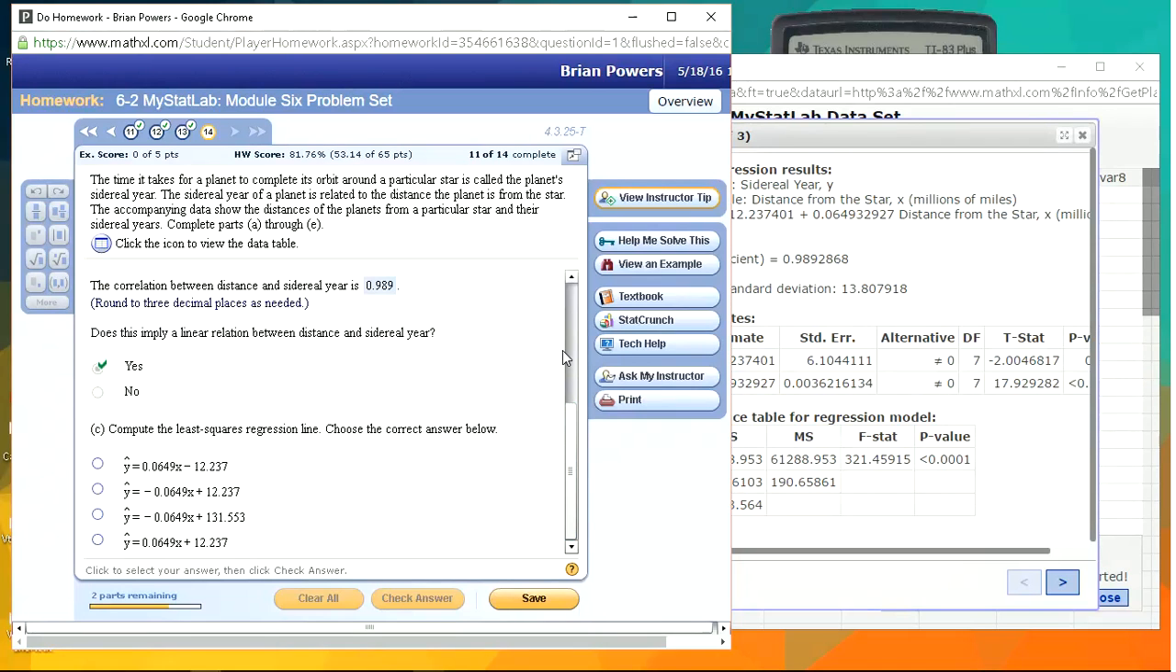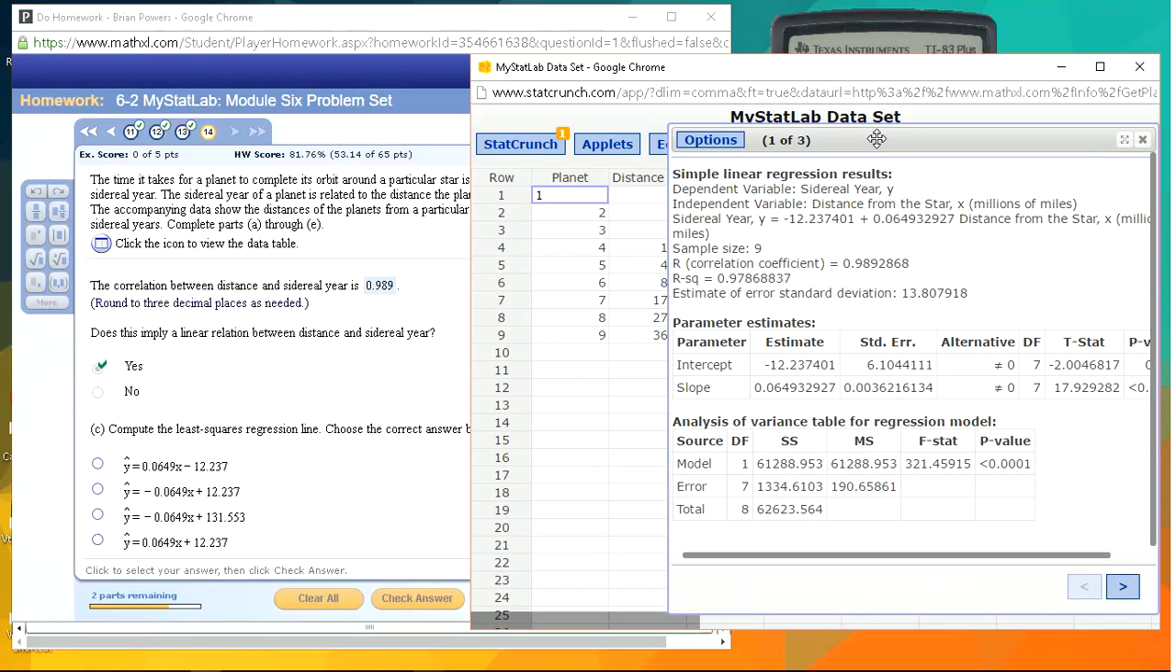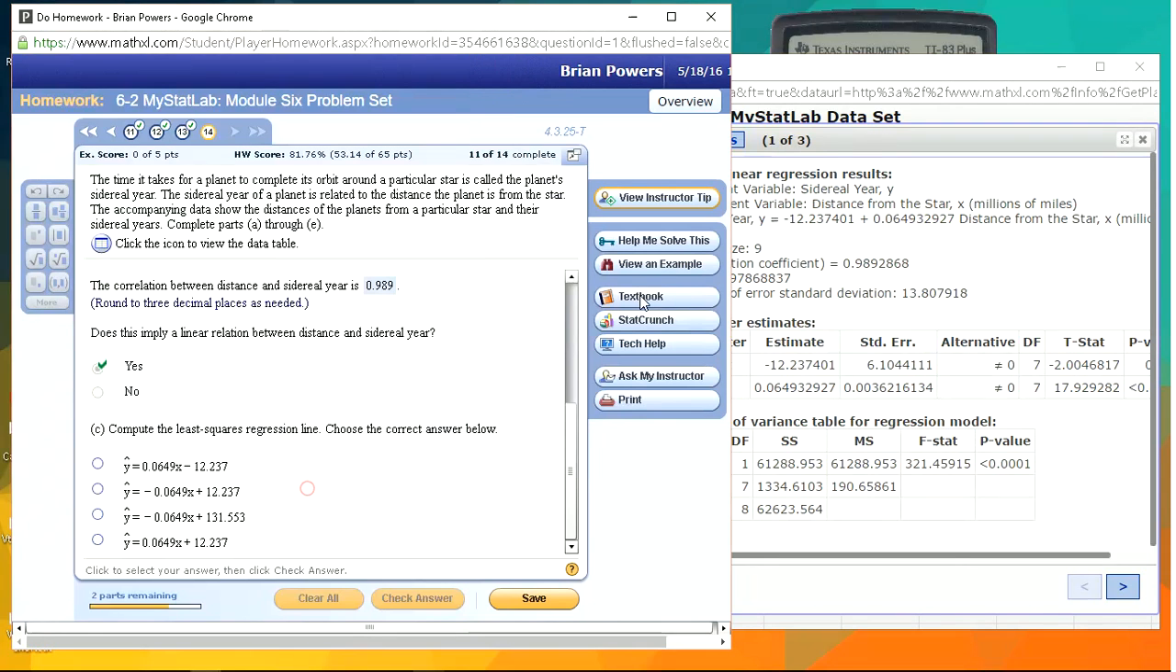Okay, the regression line. It was a good thing that we did this because it's asking us for it. So the intercept is negative 12.2 and the slope is 0.06. So we want a positive slope and a negative intercept. So there you go. That looks right.